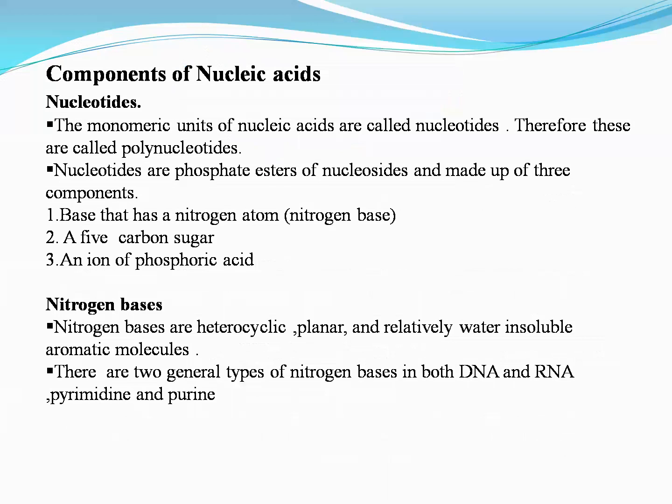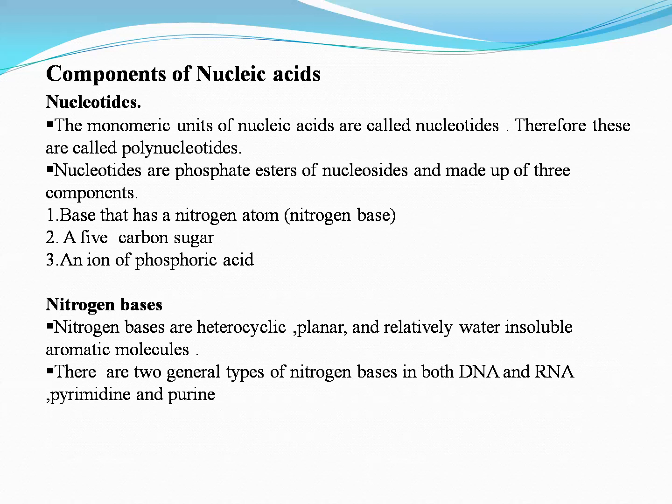Here we are going to discuss the components of the nucleic acids, that is the nucleotides. First we are going to discuss the nucleotides. The monomeric units of the nucleic acids are called nucleotides. Therefore, these are called polynucleotides. Nucleotides are phosphate esters of the nucleosides and made up of three components. First is the base, that has nitrogen atoms, the nitrogen base, second one is the 5-carbon sugar, and third one is the ion of the phosphoric acid. We have concluded that nucleotides are made up of three components: first one is the nitrogen base, second one is the sugar, and third one is the phosphoric acid.